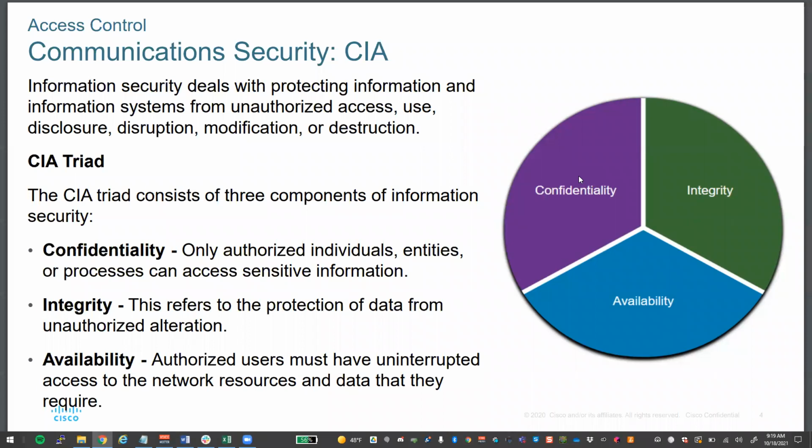You're going to see the CIA, which is not the government organization, but is called the CIA triad, and you should be familiar with this in the security realm. That is confidentiality, integrity, and availability, as in the pie chart you see over here, with confidentiality being that only authorized individuals, entities, or processes can access the sensitive information.